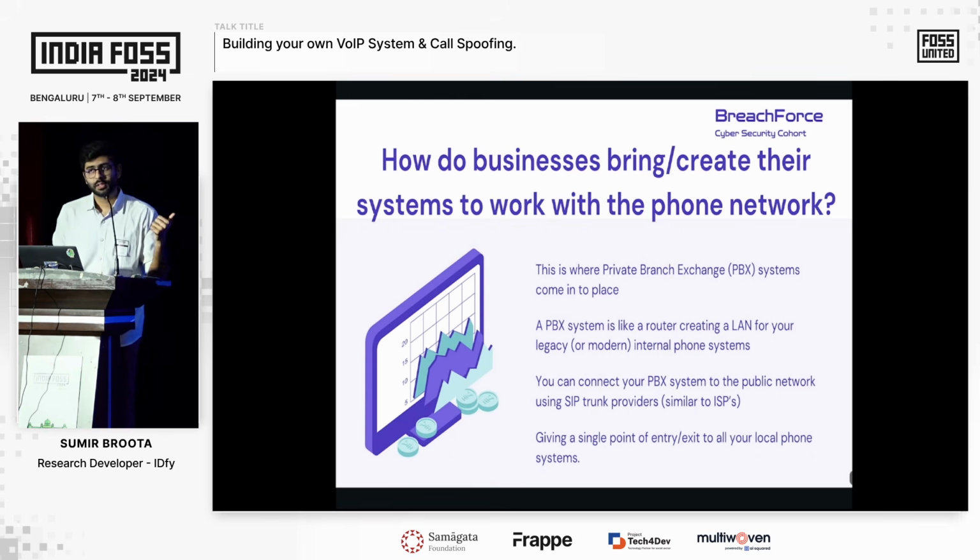Now, to connect this with the public system, you use something called a SIP trunk, which is similar to an ISP but for the phone system. The SIP trunk connection basically allows you to make outbound calls and receive inbound calls. For example, you can dial 9 and then type in the 10-digit number and make an outbound call to your friend. He can also dial a phone number of your PBX system and call you in directly.